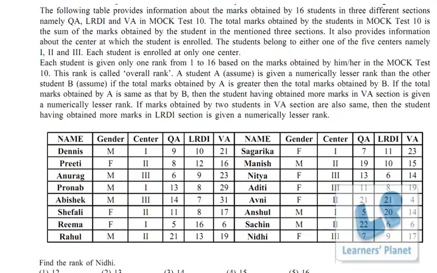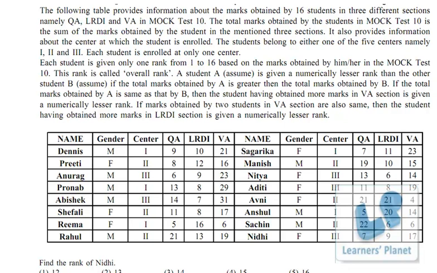Okay, now let's see this set of questions. The following table provides information about the marks obtained by 16 students in three different sections, QA, LRDI and VA, in mock test 10. The total marks obtained by students in mock test 10 is the sum of marks obtained by the student in the mentioned three sections. It also provides information about the center at which a student is enrolled. The students belong to either one of the five centers. Each student is enrolled at only one center. Each student is given only one rank from 1 to 16 based on the marks obtained by him or her in mock test 10. This rank is called overall rank.